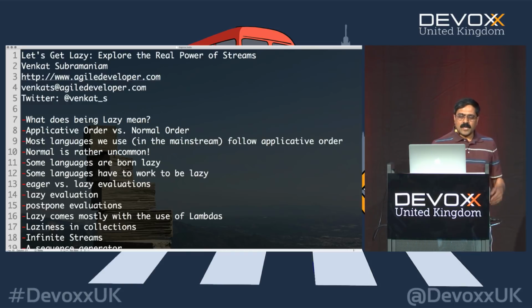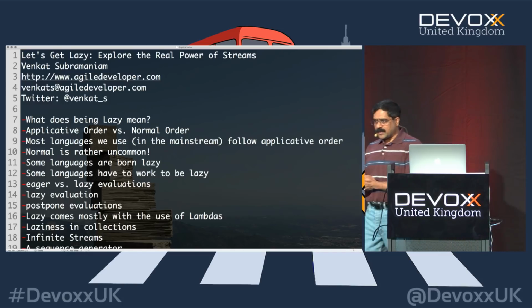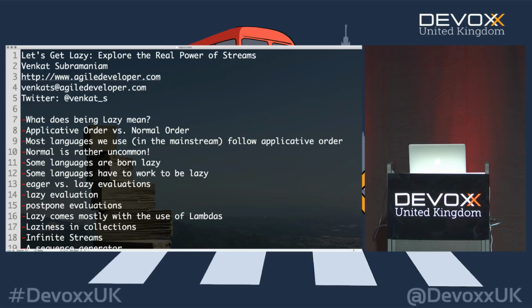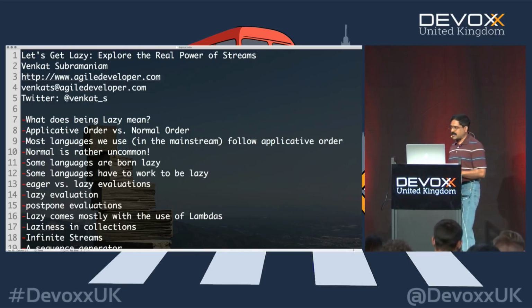Thanks for coming. We're going to talk about lazy evaluations, and how it's useful. Just to quickly set the stage, we're going to talk about laziness in a couple of different languages. I'll show just a little bit of Haskell, a little bit of Scala, and then we'll jump over to Java and look at some other things.